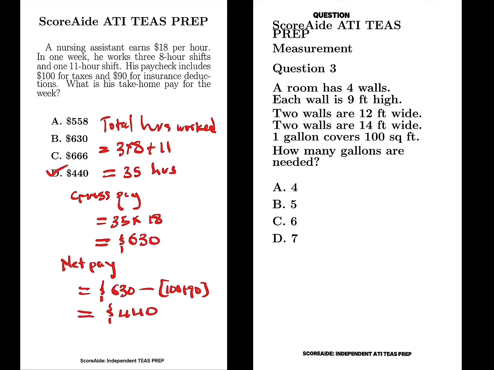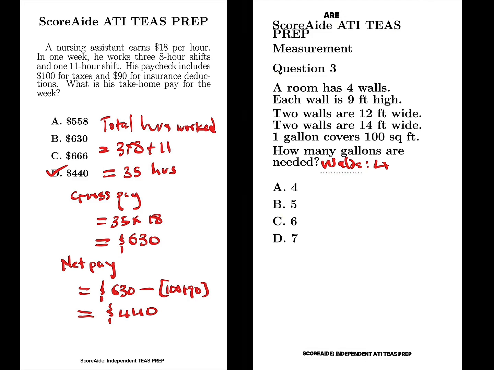Now let's look at this question. A room has 4 walls, right? The important detail there: 4 walls, right? Now let's look at it. Each wall is 9 feet high, right? 9 feet high. So they have the same height.